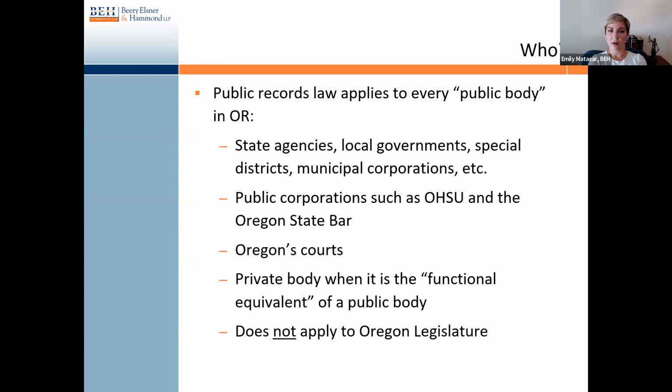The Public Records Law applies to every public body in Oregon, and that includes state agencies, local governments, special districts. It includes public corporations such as OHSU and the Oregon Bar. It applies to Oregon courts.